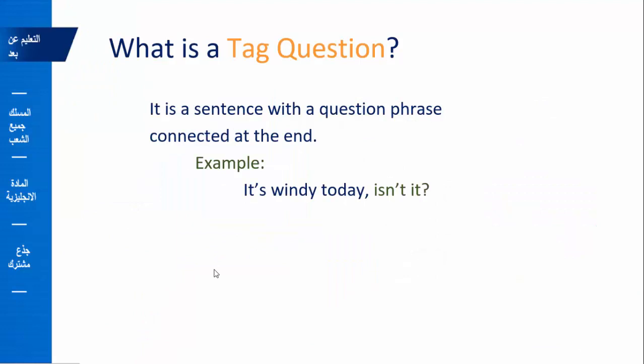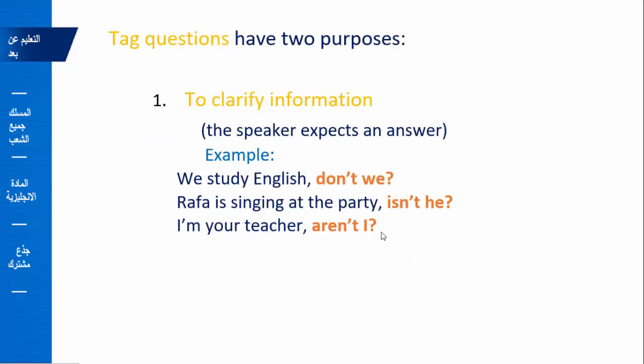First, what is a tag question or question tag? It's a sentence with a question phrase connected at the end. Example: it's windy today, isn't it? So this is the part of the sentence and this is the tag. We will talk about the form, but let's start with the purpose: to clarify information.